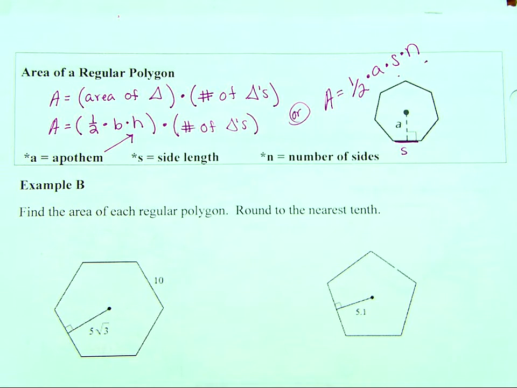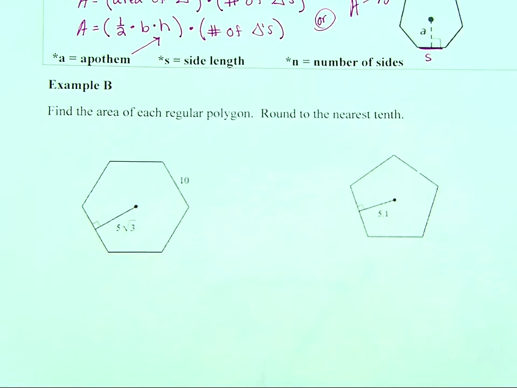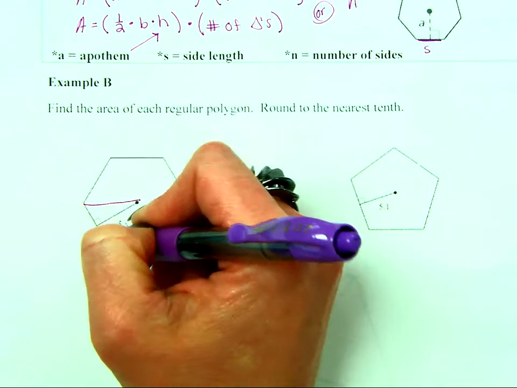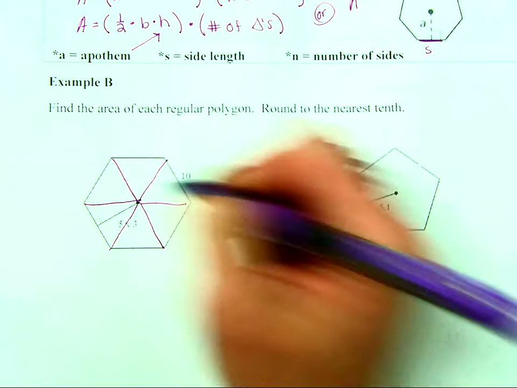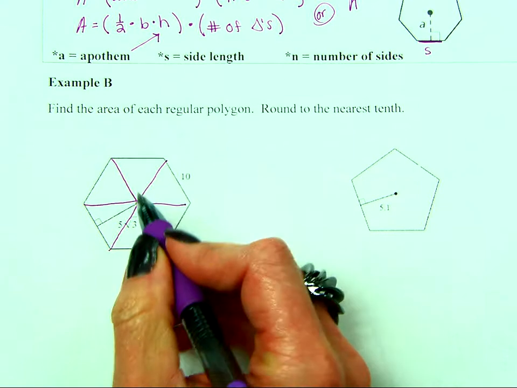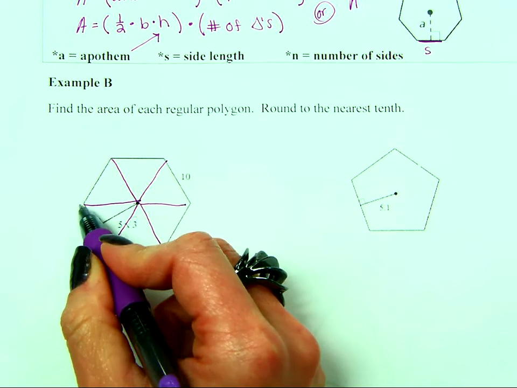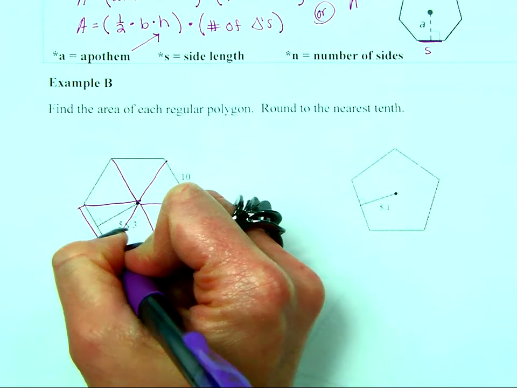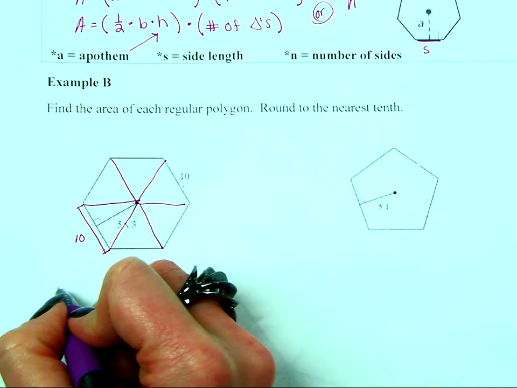Let's take a look at example B. In example B, the first figure, I'm finding my area. Well, the first thing I'm going to do is think about dividing it up into my triangles. If I needed to find my area here, I actually have the apothem is 5√3, and the base of my triangle, I can see over here, that's actually given. My base is going to be 10. So I do not need to use any trig in this particular example.